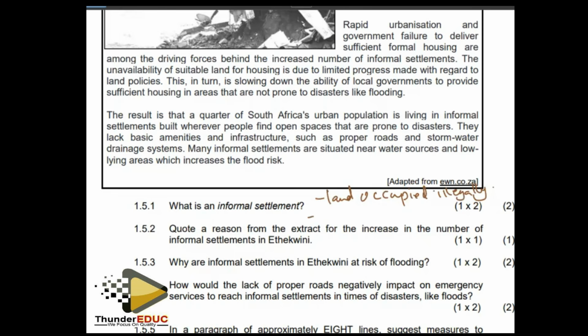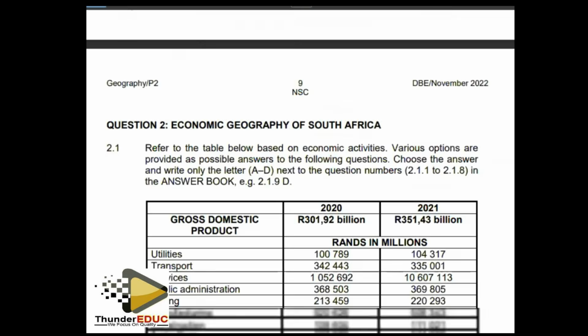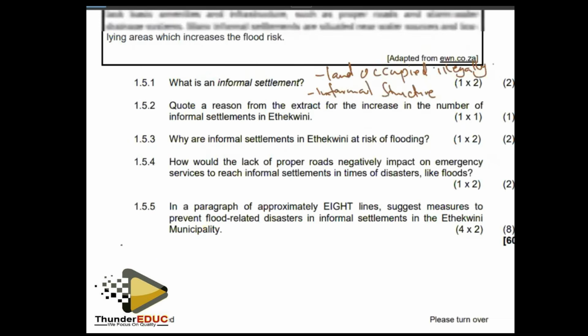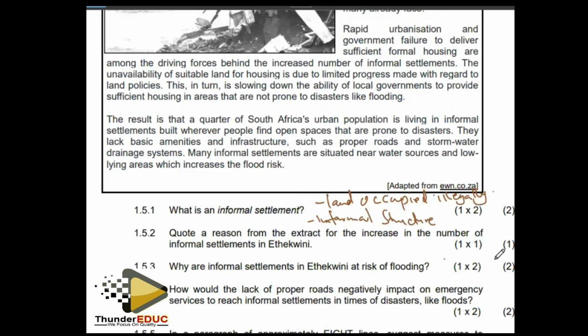So one can also say informal structure. Okay, informal structure with different building materials. You can talk about building materials like iron sheets, tires, such kind of materials. Informal structure with different building materials. Okay.